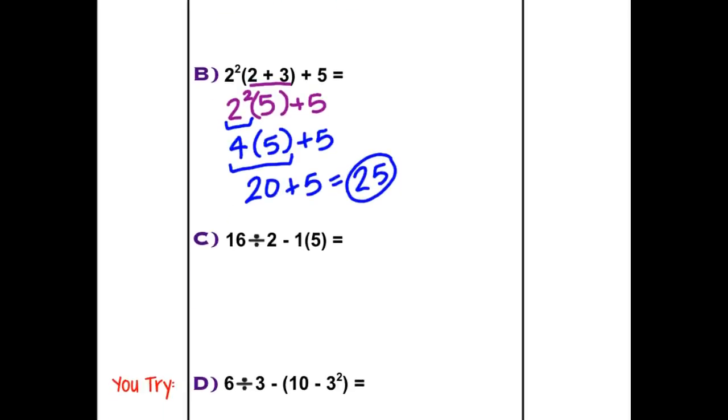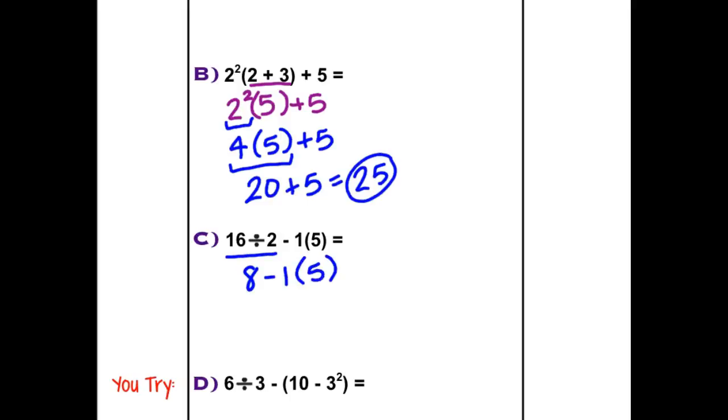Finally, we've got our third example we're going to do as our preview. And that third one is 16 divided by 2 minus 1 times 5. So remember, left to right. Just because M comes before D in PEMDAS doesn't mean we're going to do M first. We're going to do D because it comes further left. 16 divided by 2 is 8.